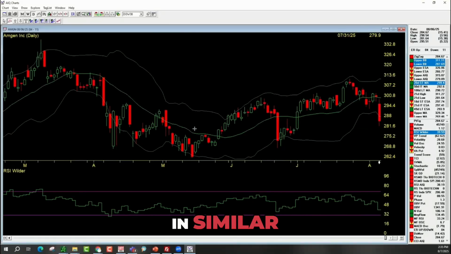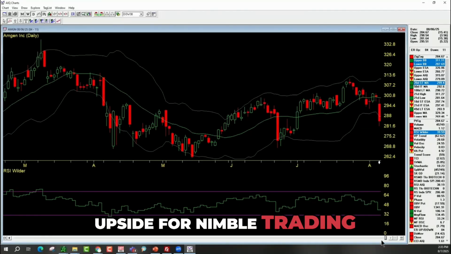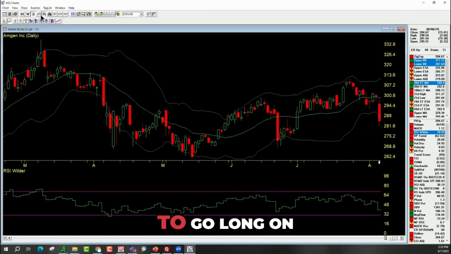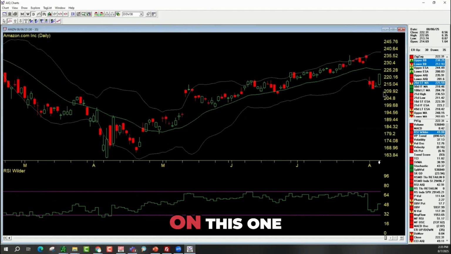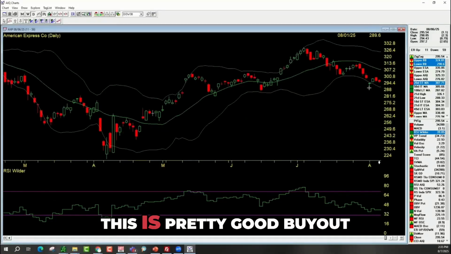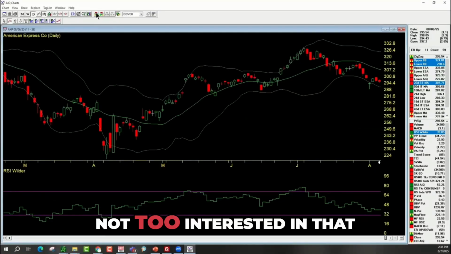And you can see in similar circumstances where it's blown through, there's a little room to move to the upside for nimble trading. But once it goes into oversold territory, it's probably a good time if we're looking to go long on that one. Don't like the gaps on this one. It's come down to the lower band, not really telling us anything. Same here. This is a pretty good blowout. Again, it's not in oversold territory yet, so not too interested in that.